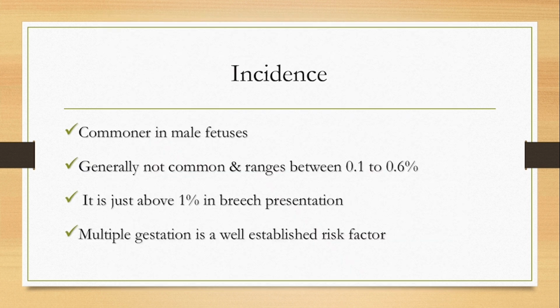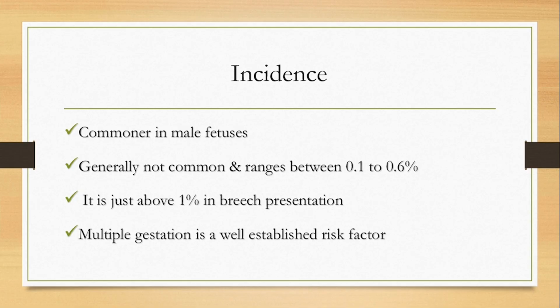Now, the incidence. Funnily enough, it is commoner with male fetuses, and the reason is not known. Most of the females don't have it, but maybe because female babies are usually bigger, they tend to occupy the lower uterine segment, and that makes it difficult for the cord to prolapse. It is not common, as a matter of fact, but each one is a challenge to the family in which it occurs. It's even a challenge to the obstetrician because it is one loss.